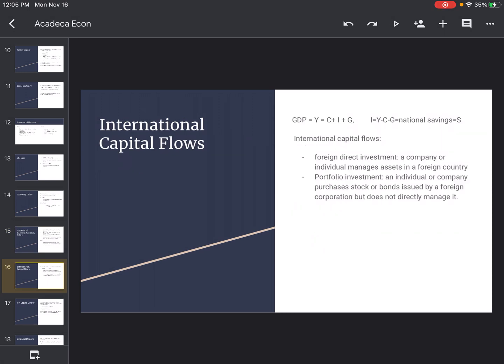International capital flows. In an open economy, domestic savings do not need to equal domestic investment due to these capital flows, of which there are two types. There's foreign direct investment, which is when a company or individual acquires and manages assets in a foreign country, such as an airport in Belgium run by British people. And then you also have portfolio investments, which is when an individual or company purchases stocks or bonds issued by a foreign corporation but does not directly manage it. For example, someone who just owns something really only in name, and then someone else completely manages it.